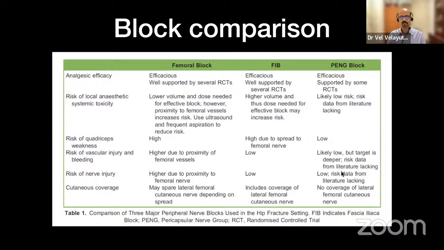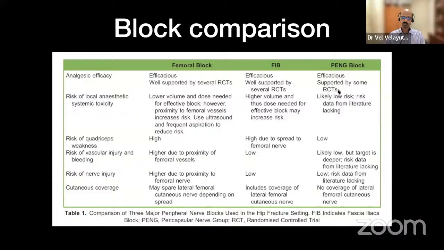So overall, I would say between the three, if you want to give a decent block, or if you want to choose a preoperative analgesic block, choose a femoral block or a fascia iliaca. For intraoperative analgesic adjunct, use a Peng block. That's probably how I would go.